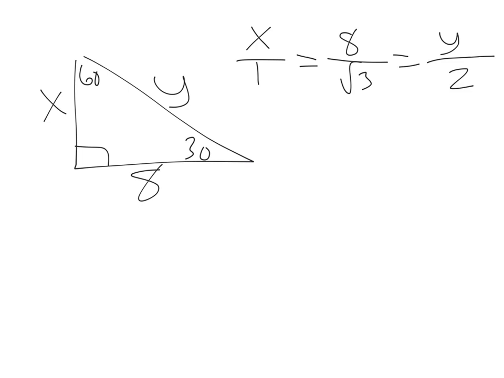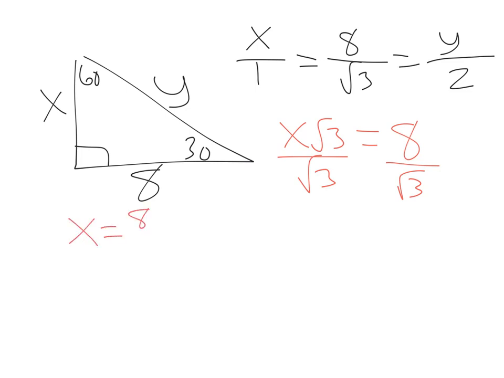Now when I cross multiply these, it becomes a bit of a pain, I'll be honest. I have x times root 3 equals 8, and how do I get rid of that root 3? I got to divide by root 3. Now in math class we cannot leave a radical in the denominator, as we discussed earlier, so for my exact answer I'm going to need to rationalize that.